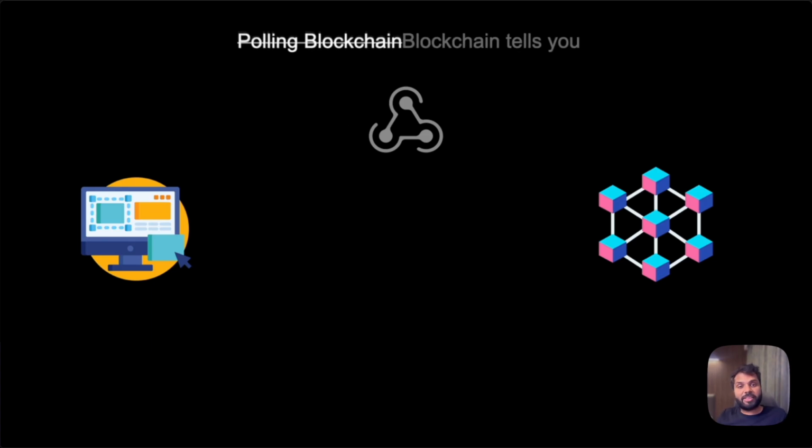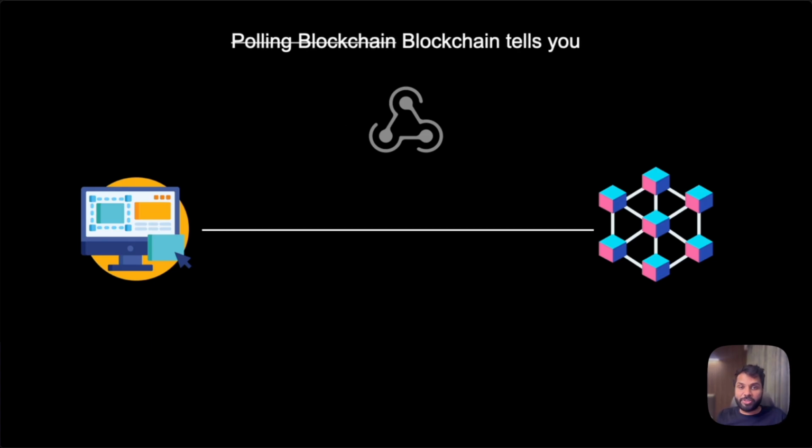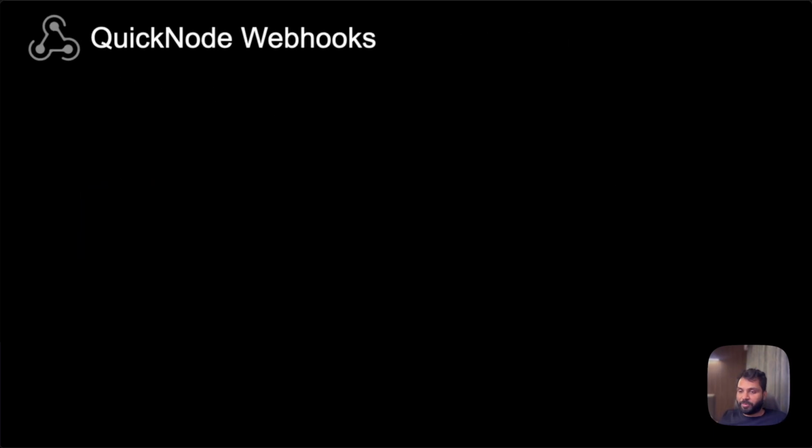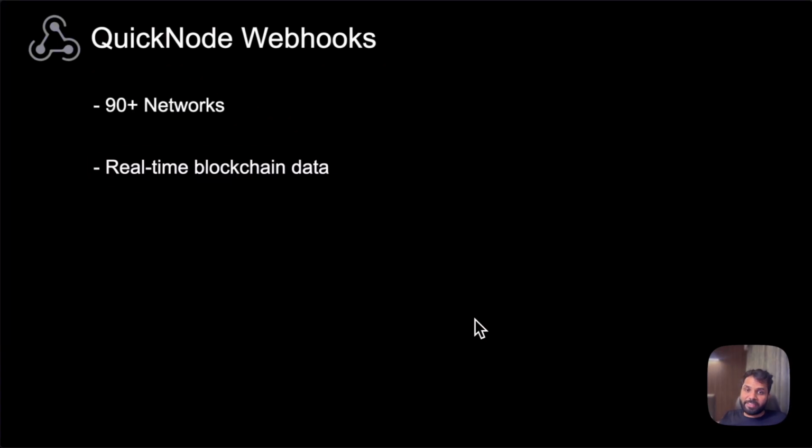Instead of asking the blockchain if anything happens, the blockchain tells you when something happens. Real time, efficient, and scalable. So QuickNode Webhooks gives you instant notifications for on-chain events across 90 plus networks. With fraction of seconds latency, the events are delivered in real time as soon as they happen on the blockchain. There are built-in templates in Webhooks to get you started in minutes.